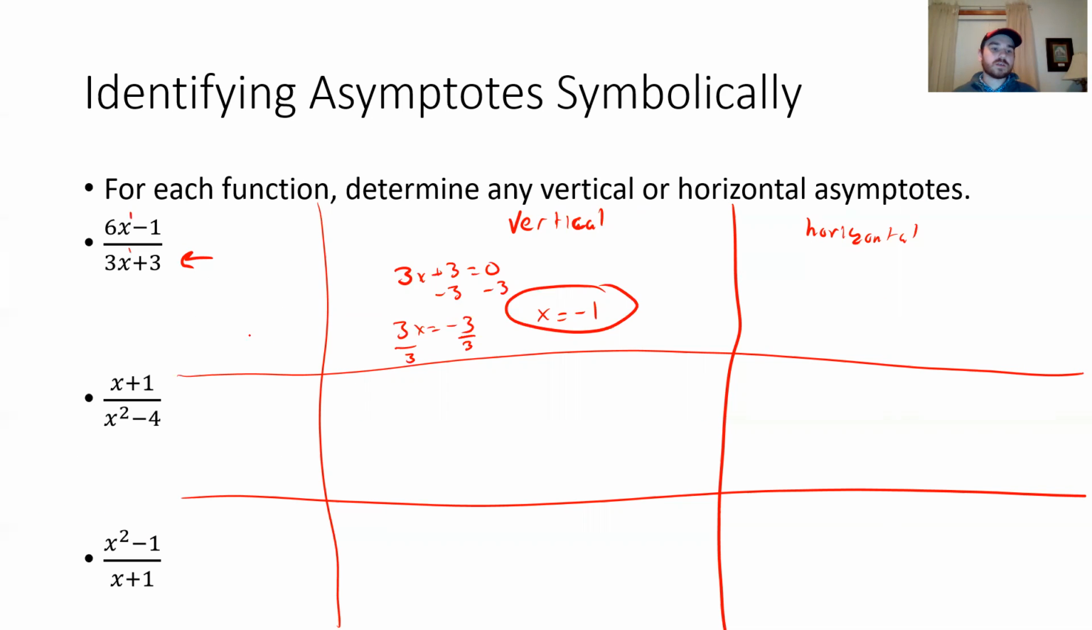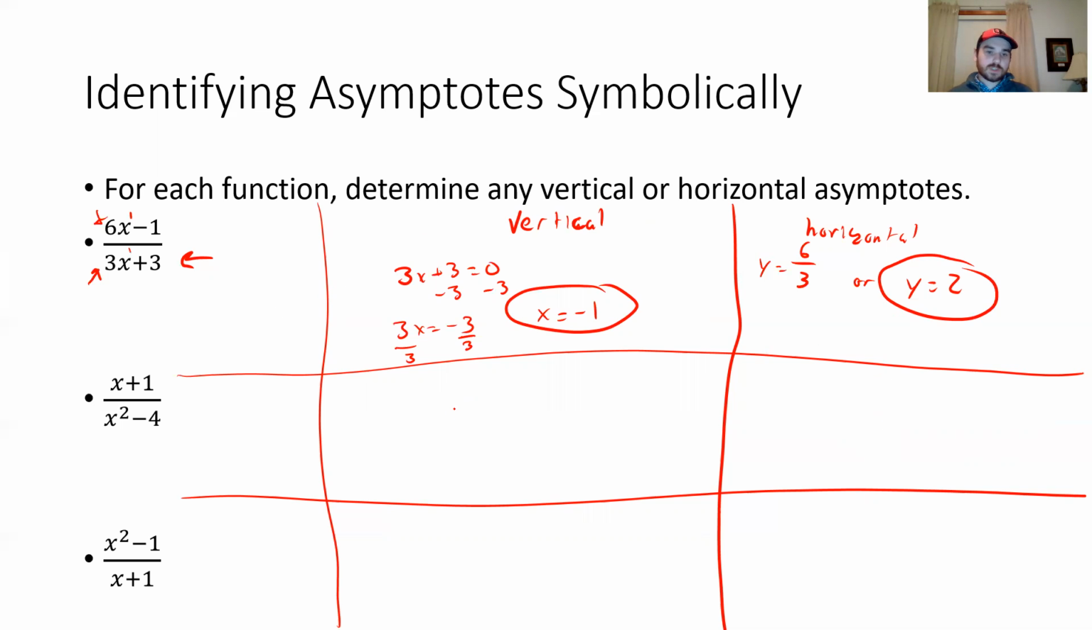So here, leading coefficient of the numerator is 6. So we have y equals 6 over, leading coefficient of the denominator is 3, or y equals 2. So that's our horizontal asymptote. So really not too terribly hard to solve for.